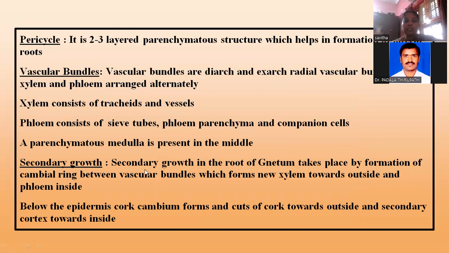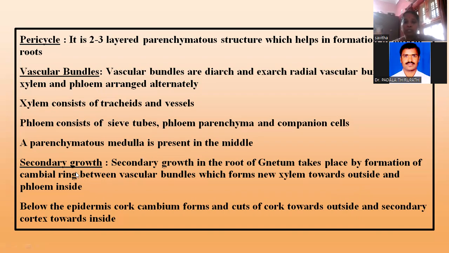When you come to the secondary growth, it is as usual as we see in dicots and other advanced plants. During secondary growth, between the radial vascular bundles, the parenchymatous tissue present between the xylem and phloem gives rise to a cambium, which cuts off xylem towards the inside and phloem towards the outside.